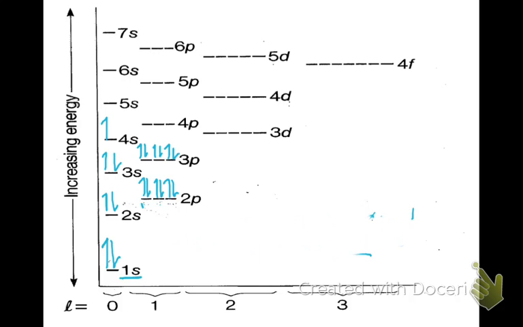So this is what your orbital filling diagram would look like. We would leave the others blank because there aren't any electrons in those. All right, so that's potassium. Let's go ahead and take a look at calcium.